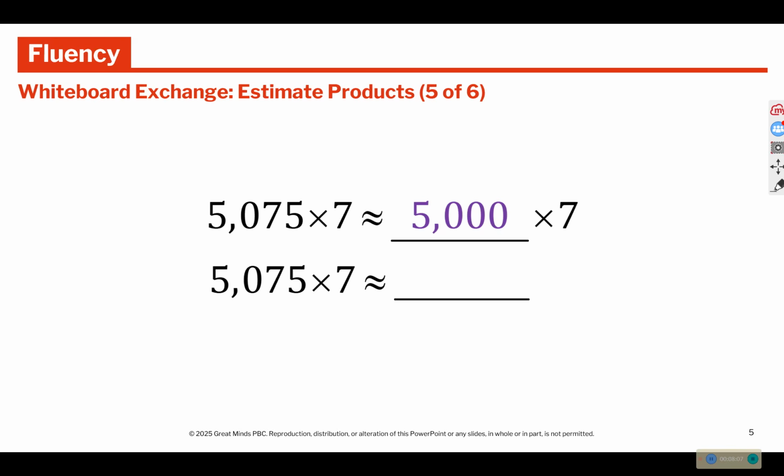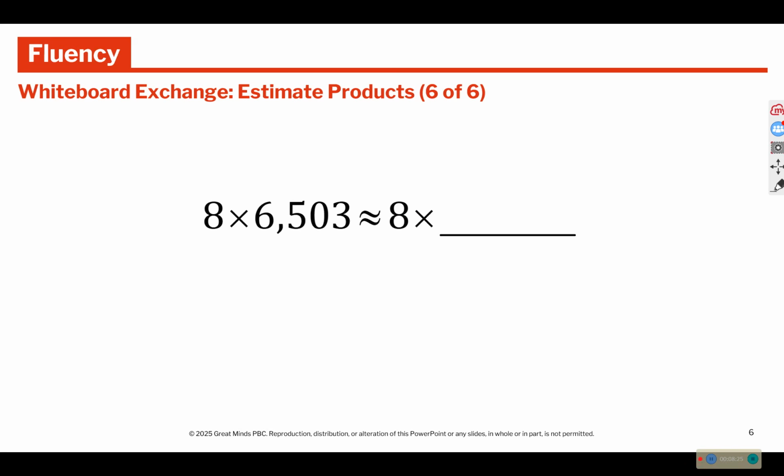Now find your estimation. 3, 2, 1. 5 times 7 is 35. So 5,000 times 7 is 35,000. And then last one of this style, round 6,503 to the nearest thousand. 3, 2, 1. The 5 next to the thousands place rounds it up.